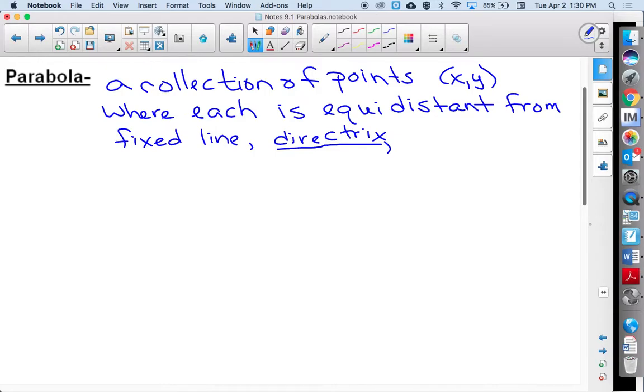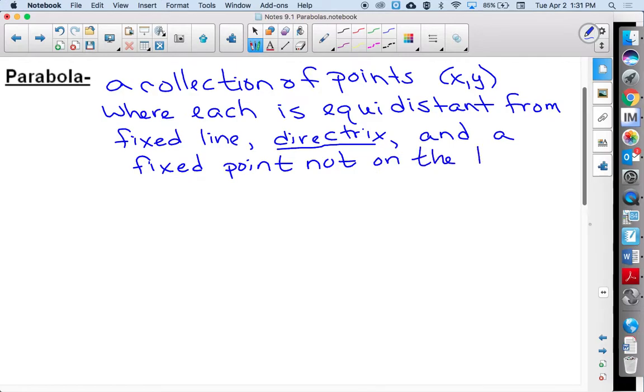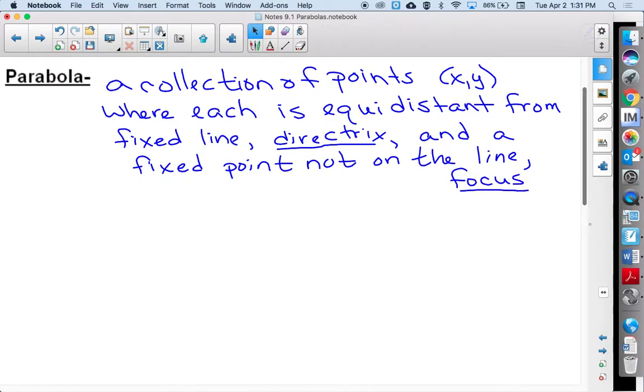And a fixed point that is not on the line. And that's called the focus. So we have these 2 parts that are creating our parabola.